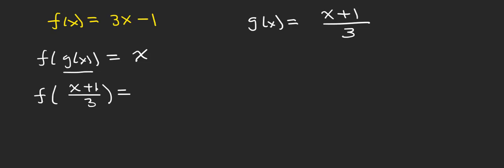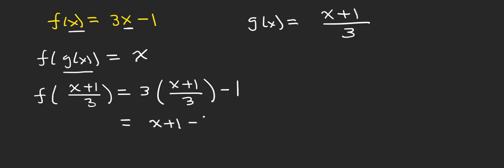And what is f of the quantity x plus 1 over 3? Well, instead of this x, we need to plug in x plus 1 over 3. So it will be 3 times the quantity x plus 1 over 3, minus 1. And what is that? Well, the 3 cancels out. You're going to get x plus 1 minus 1, which is just x. So we showed that f of g of x is equal to x.